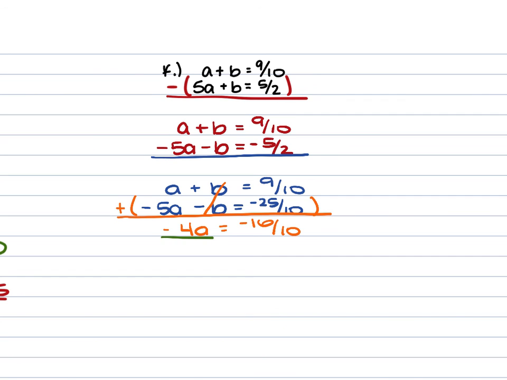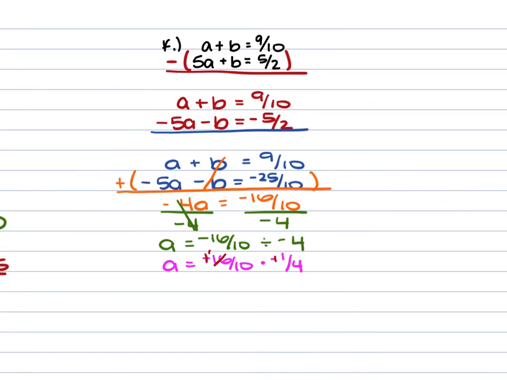From here, I'm going to divide each side by that negative 4. I'm going to rewrite this as a is equal to negative 16/10 divided by negative 4, or negative 4/1. I keep, change, flip. So a is equal to negative 16/10 times negative 1/4. A negative times a negative is a positive. The 16 and the 4 can simplify to become 4 and 1. So I have a is equal to 4/10, which simplifies to be a is equal to 2/5.